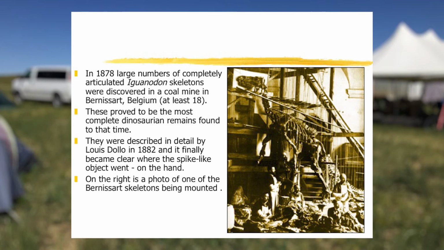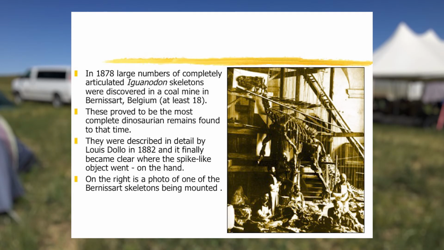Then in 1878 they found these dinosaurs in a coal mine in Bernissart in Belgium. 37 of them were eventually taken out of there. They were described in detail in 1882. They figured out that spike that Mantell had put on the nose really went on the hand.